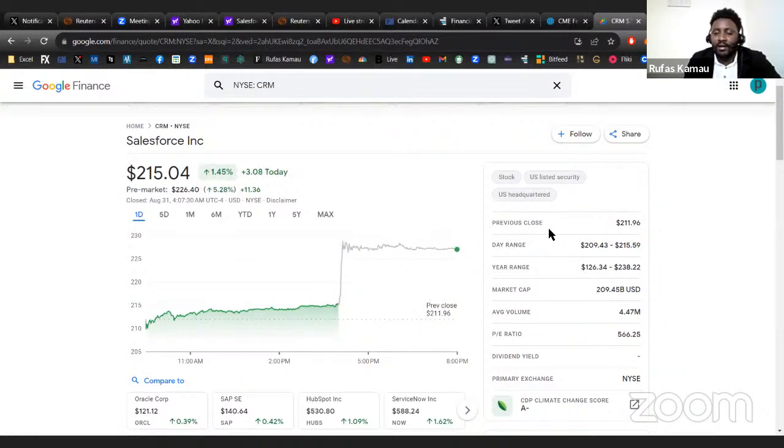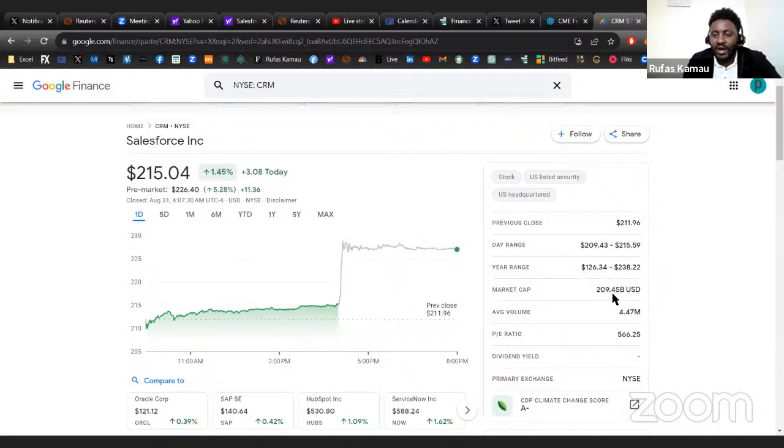If you look at the key details, the previous close was 211.96. So strong directional momentum since the previous session. The daily range for the stock yesterday was 209 to 215, and it closed at 215. So it closed on the upper side of the range. For the year, the lowest we have seen is 126.34, and the highest we have seen is 238. So we are somewhere in between 126 and 238, but closer to 238.